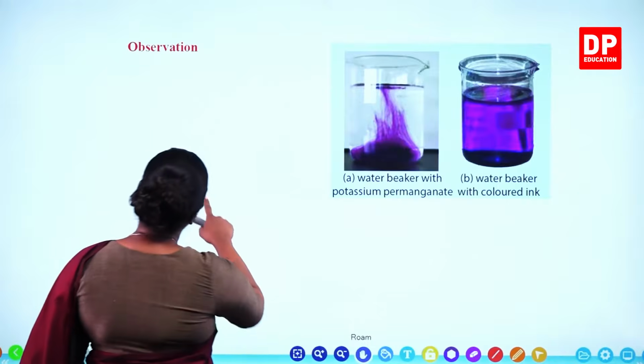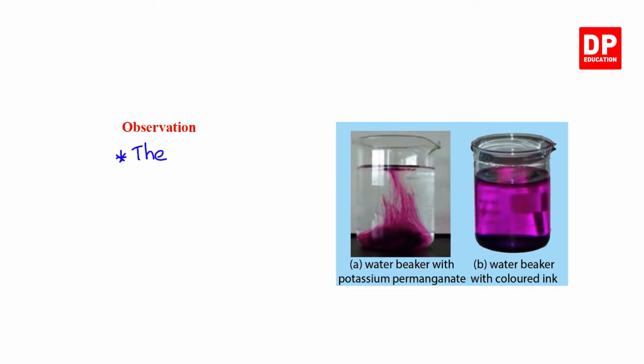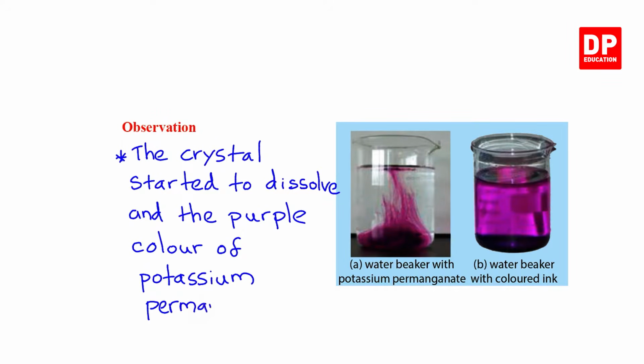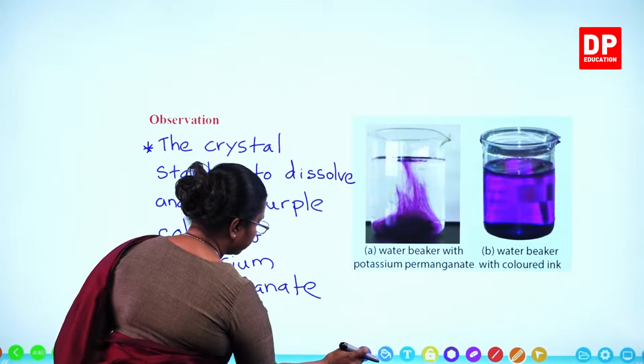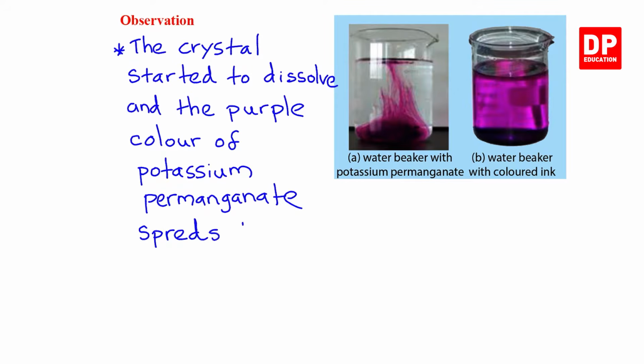So here first I will write down the observation. So the crystal started to dissolve and the purple color of potassium permanganate spreads through water.